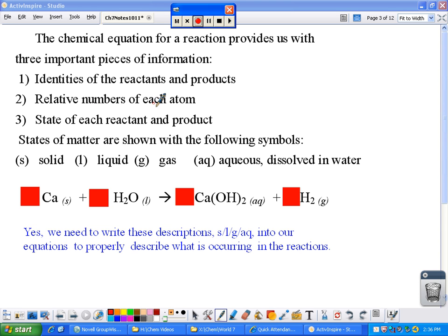Then the relative amount of each atom needs to be correct. So if you're counting, I've got one hydrogen, I need to have one hydrogen. You need to count each individual atom. And then lastly, we haven't talked about this yet, the state of matter for each reactant and product.